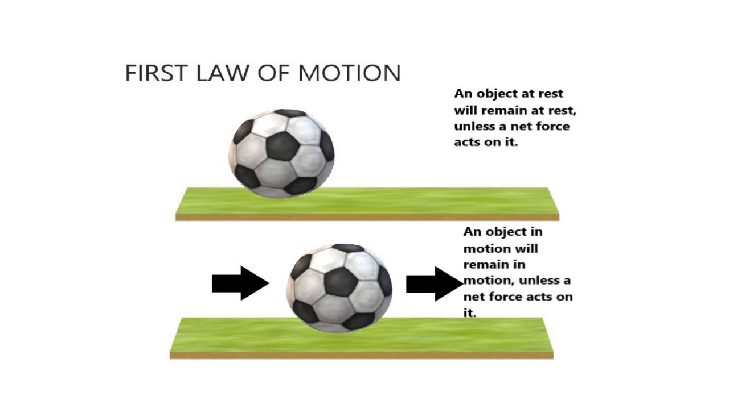When the ball is resting on the ground, it stays still unless something, like a push or kick, causes it to move. Similarly, when the ball is already rolling, it will keep moving in the same direction with the same speed unless a force, such as friction or someone stopping it, acts on it. This law helps us understand that objects do not change their state of motion on their own. Some force must be involved to start, stop, or change their movement.